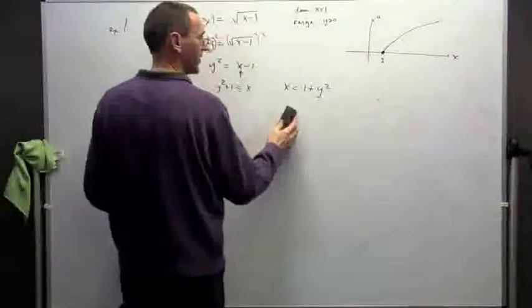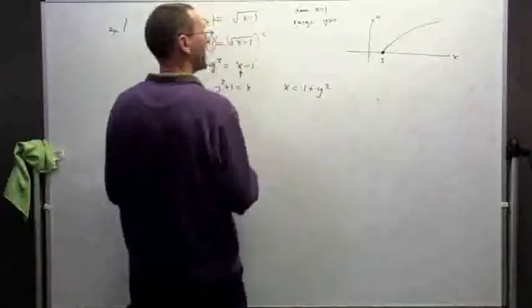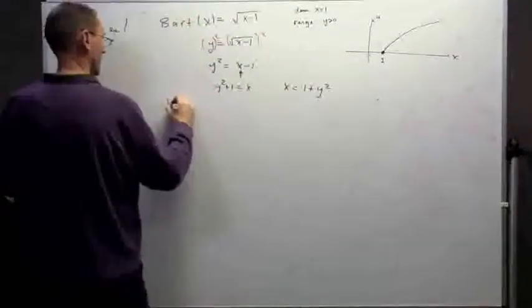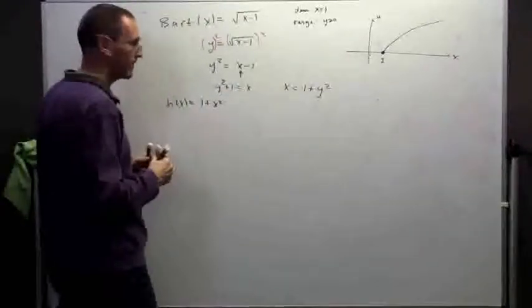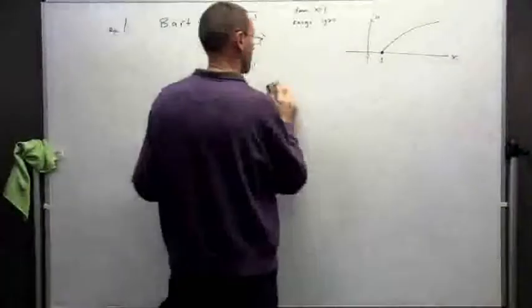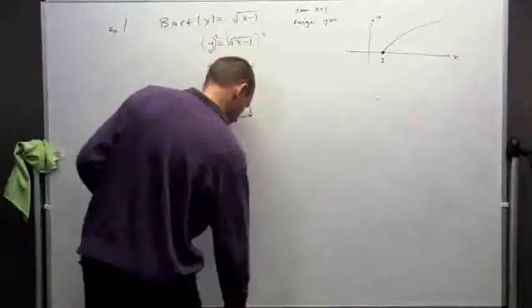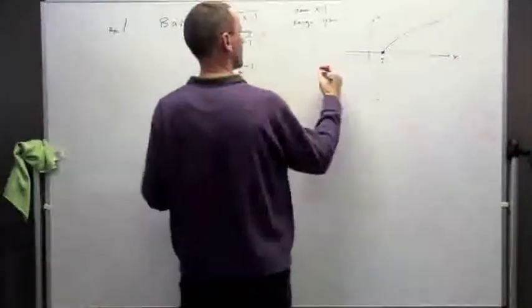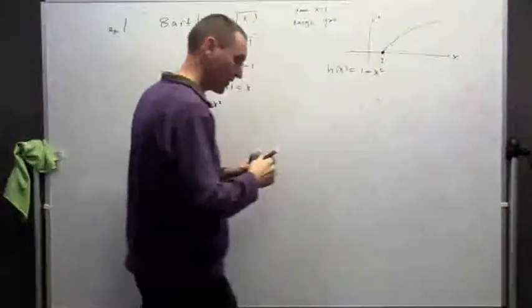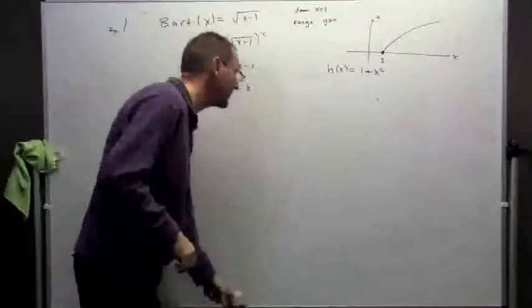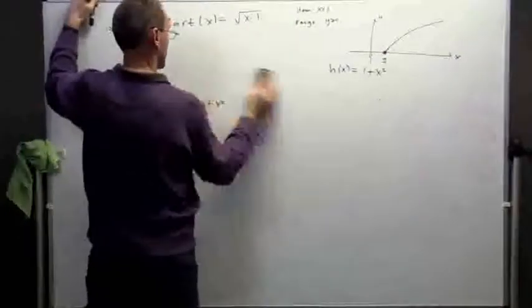Is this going to work? What does this function look like? So if I define a function, we'll call it h of x, this is going to take 1 plus x squared. I'm claiming this is the inverse. So everything should work out fine, right? Let's test to see if it's the inverse.